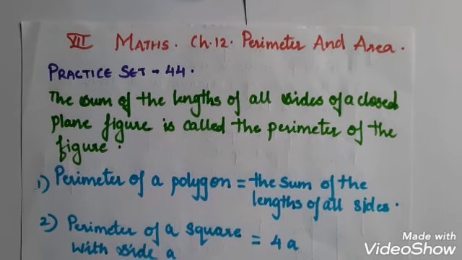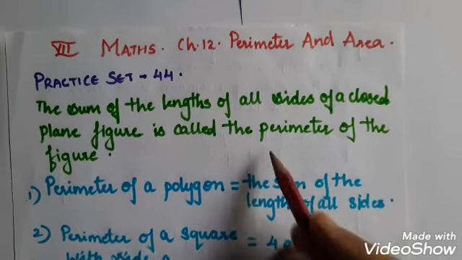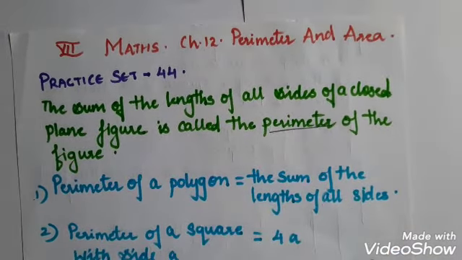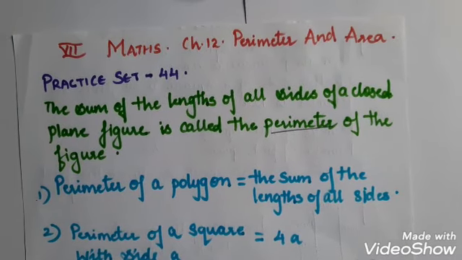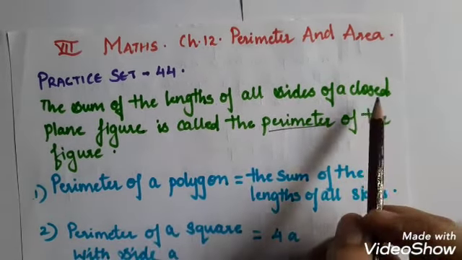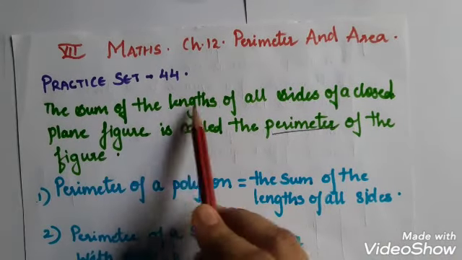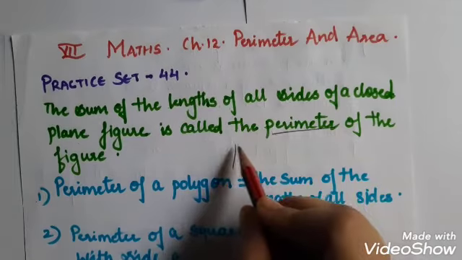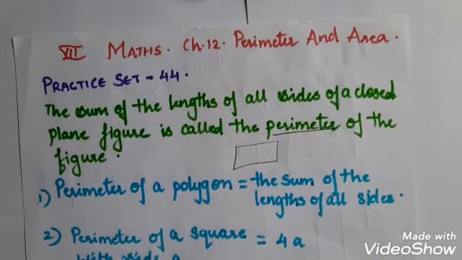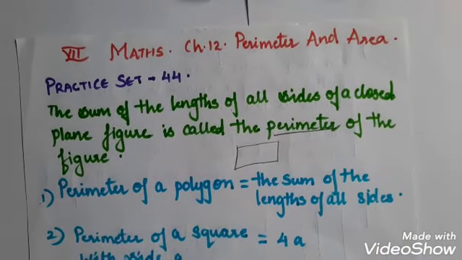Now first let us see what we mean by the term perimeter. What does the term perimeter mean? The sum of the length of all sides of a closed plane figure. So this is, suppose, a closed figure, a closed plane figure.